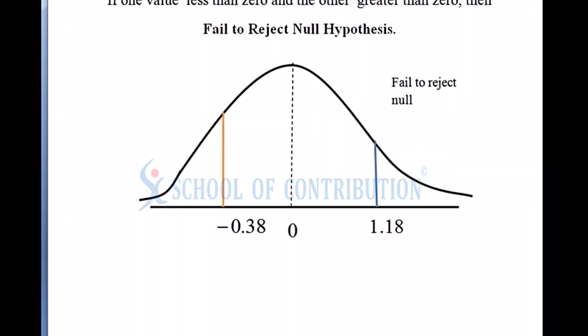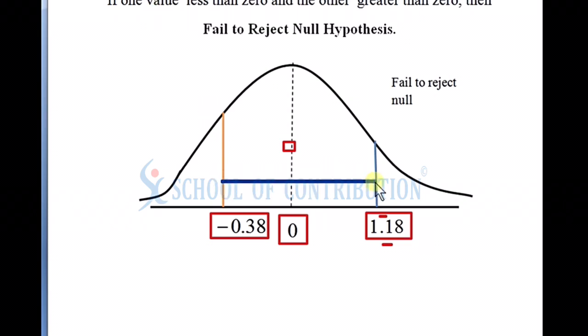Now we can show this result graphically as follows. This is our hypothesized population mean, and this is one of the interval values, 1.18, and the other interval value is minus 0.38. In this interval, which is our 99% confidence interval, we see that our hypothesized population mean 0 exists at the center. So since our hypothesized population mean is contained in this interval, we say we fail to reject the null hypothesis.